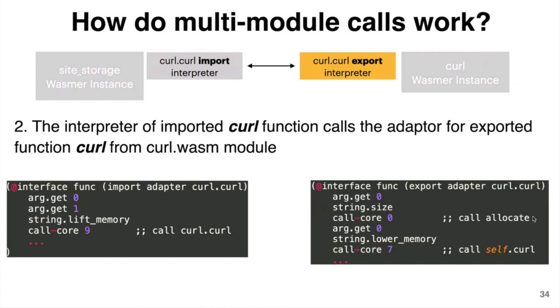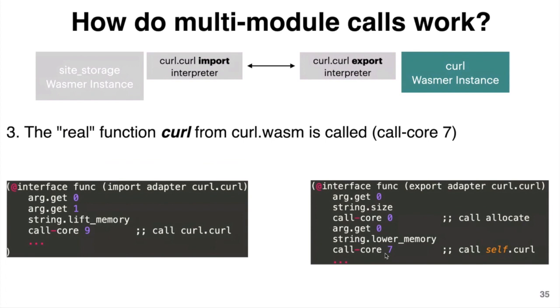And we calculate it by a special instruction called string size: string size pops the string from the stack and pushes back its size. Then we call allocate and have a pointer inside the stack. Then we push the string to the stack again, and we call lower memory. So lower memory uses the pointer and the string and just writes the memory inside this WASM instance, inside this lower WASM instance. And then, and only then, the real work is done. Only then is this call inside the WASM instance called.